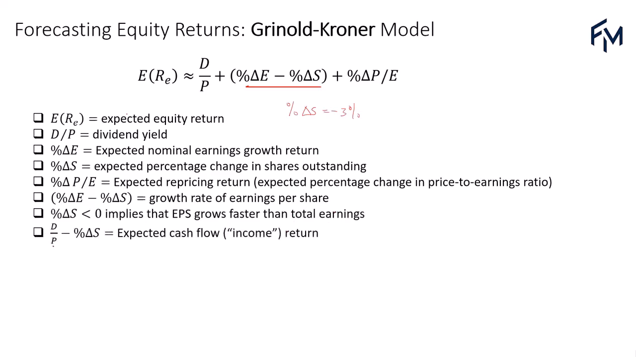Now, if you were to take the dividend yield minus the percentage change in shares outstanding, that would give us the expected cash flow return or income return. And the percentage change in the price to earnings ratio plus the expected nominal earnings growth return is what we call the expected capital gains.